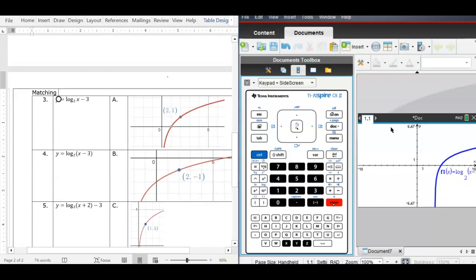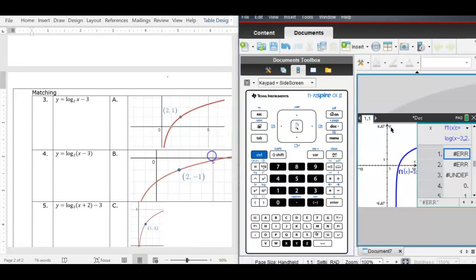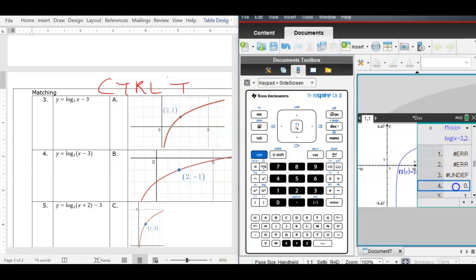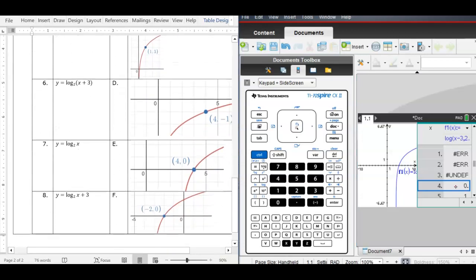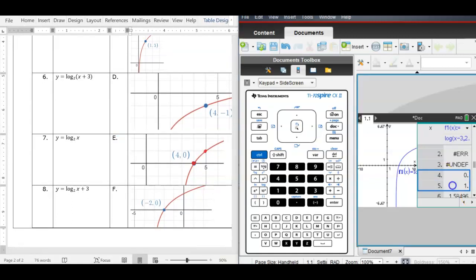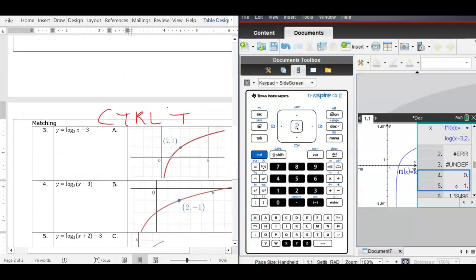Now I want to match these graphs to this. So the best thing I can do is hit Control T to get the tables. Now let's find some points on here. So the first point I see is 4, 0. So I want to look at each of these graphs and see, does it have 4, 0? Hey, look at that. This one has 4, 0. And does it have 5, 1? Hey, 4, 0 and 5, 1. My best answer is going to be E.